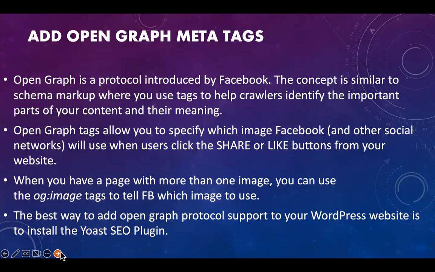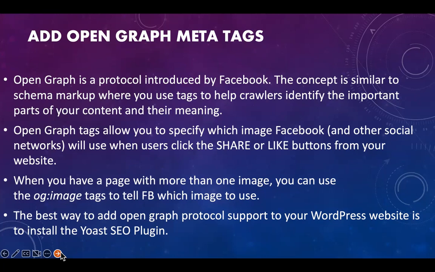Add Open Graph meta tags. Open Graph is a protocol introduced by Facebook. The concept is similar to the schema markup, where you use tags to help crawlers identify the important parts of your content and their meaning. Open Graph tags allow you to specify which image Facebook and other social networks would use when users click the share or like buttons from your website. When you have a page with more than one image, you can use the image tag to tell Facebook which image to use. The best way to add Open Graph protocol support to your WordPress website is to install the Yoast SEO plugin.